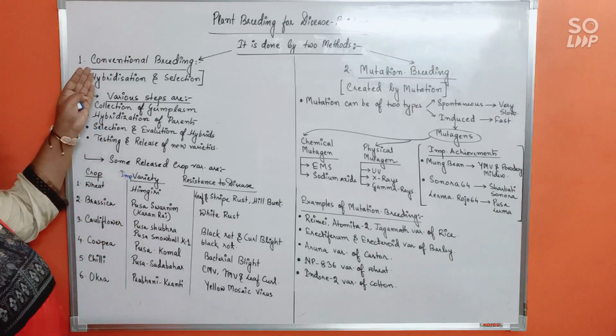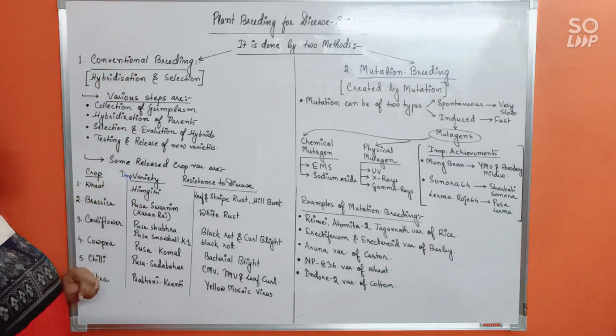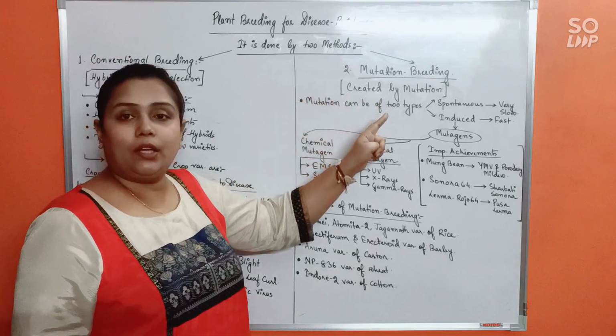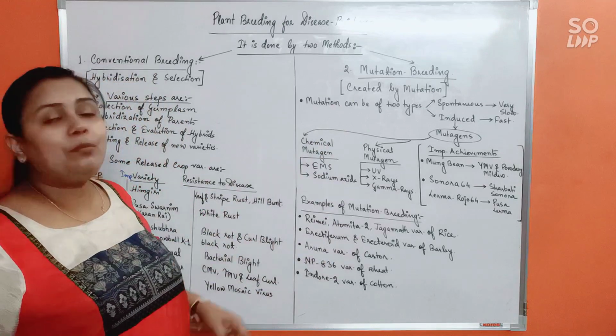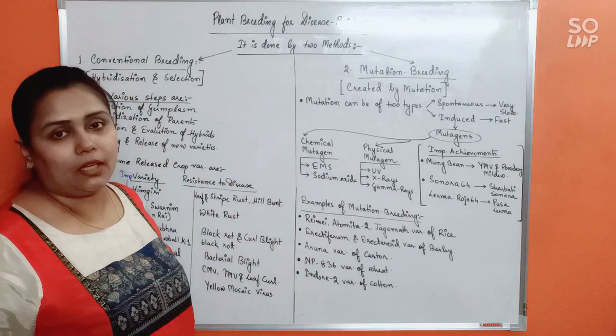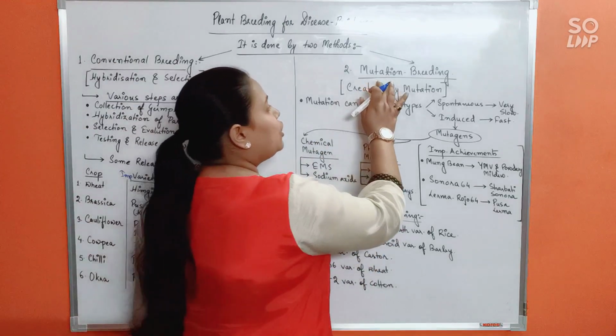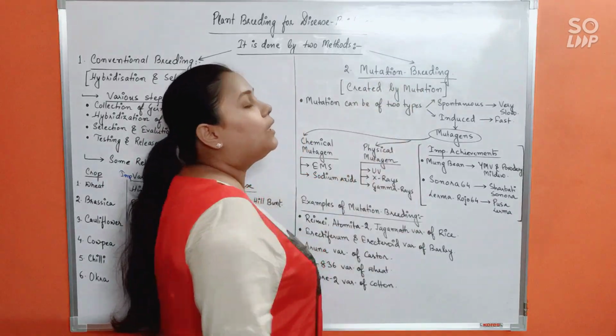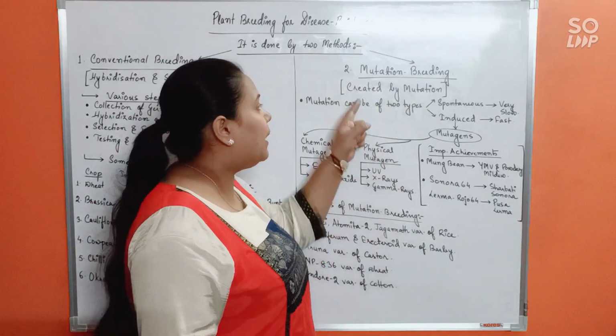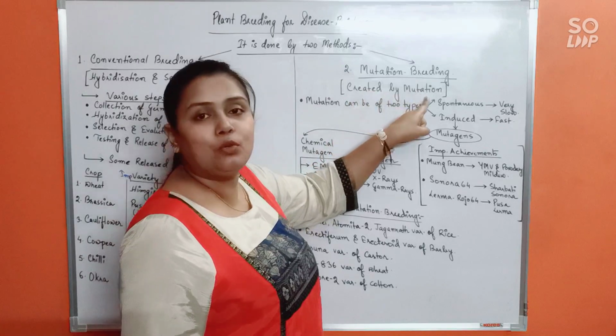So this is about the conventional breeding method. Now let us see the next one, which is another way plant breeding for disease resistance can be done. It's mutation breeding. Here the disease-resistant varieties are created by mutation.